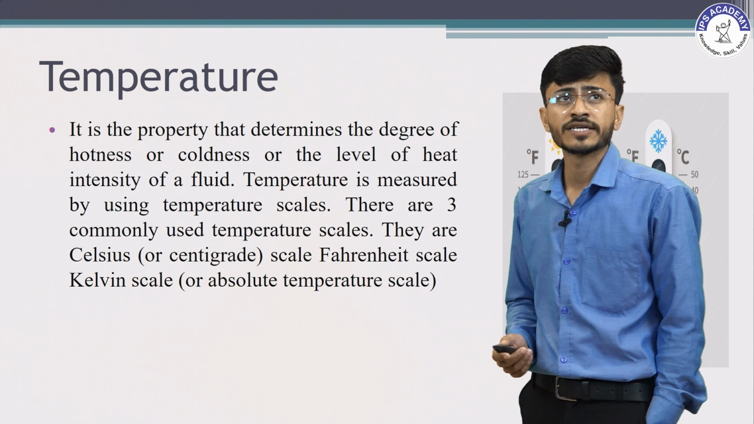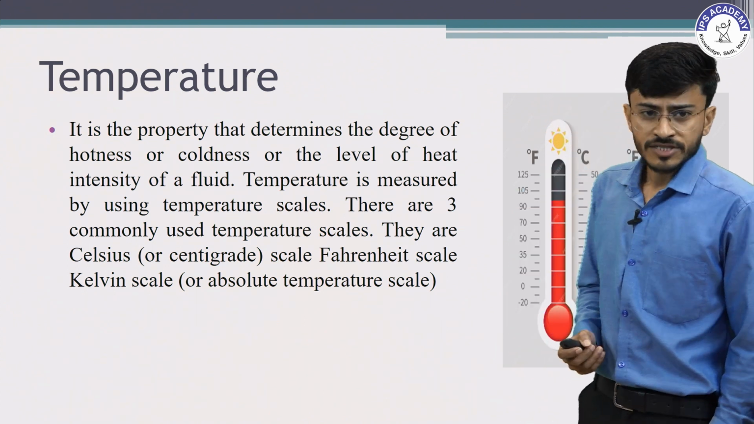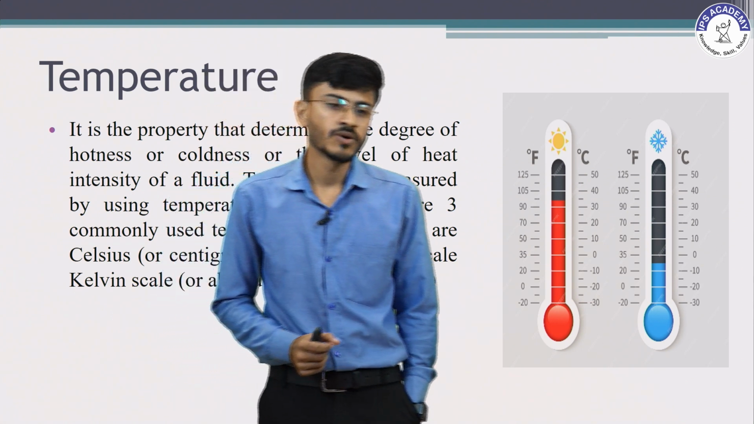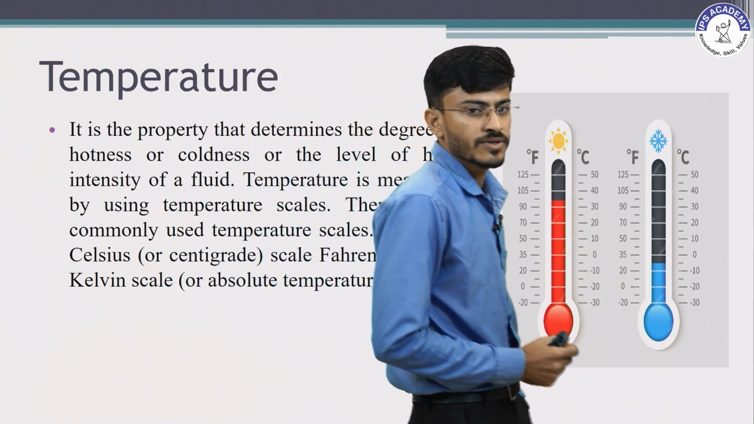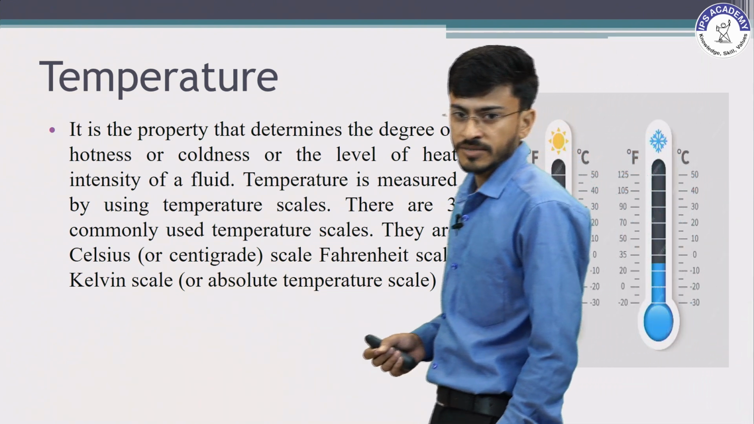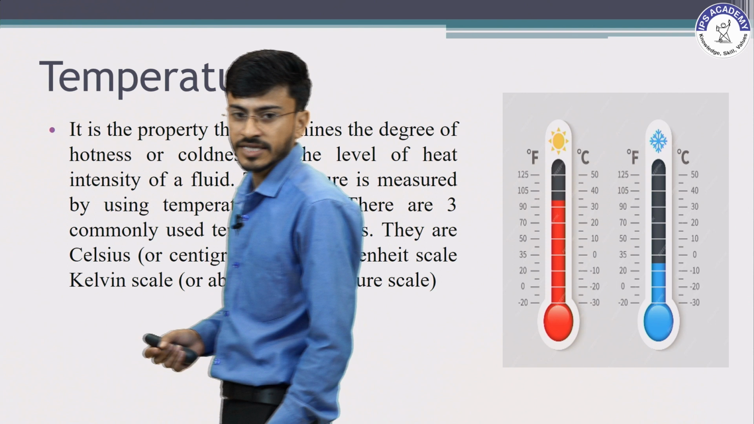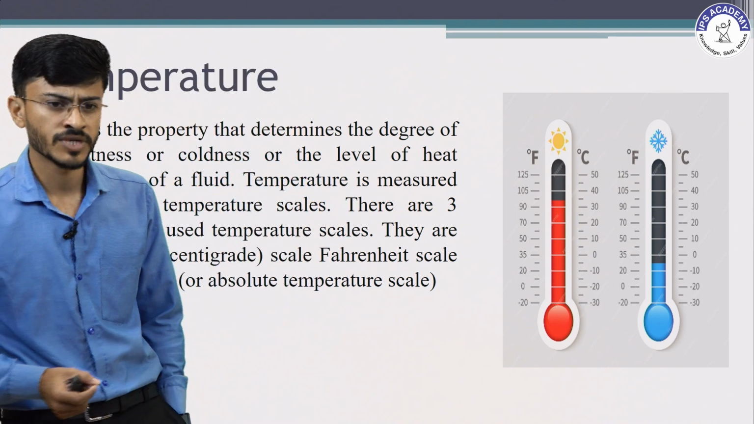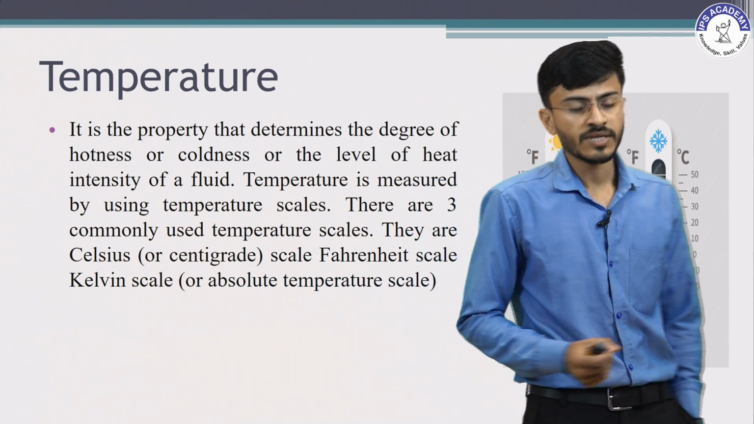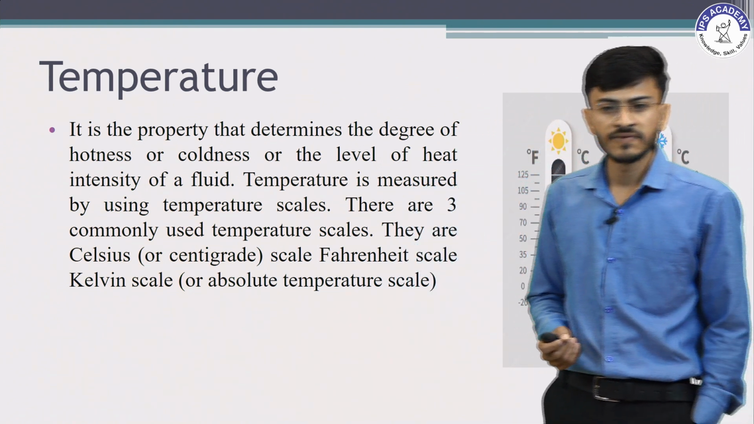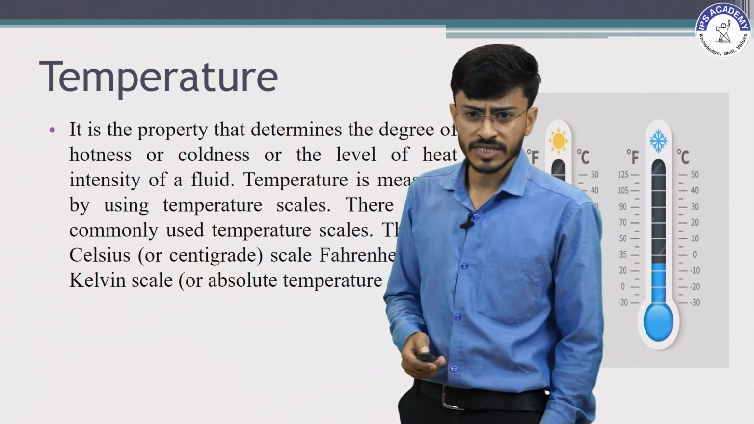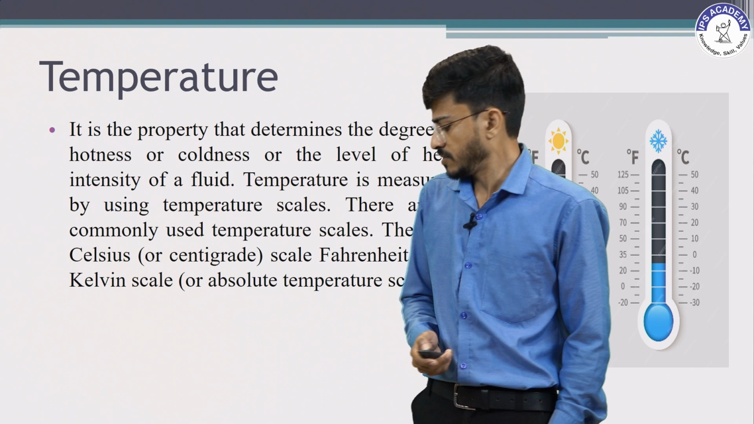Now the second property of the fluid is temperature. Temperature is the property that determines the degree of hotness or coldness, or the level of heat intensity of the fluid. Temperature is measured using different temperature scales. There are basically 3 temperature scales generally used. They are the Celsius, Fahrenheit and Kelvin scales. You can see in the image I have shown here Fahrenheit and Celsius, 2 scales, in the thermometers.